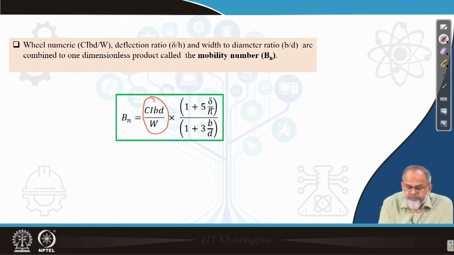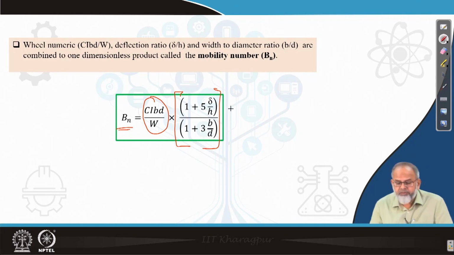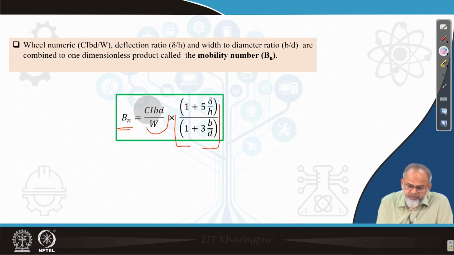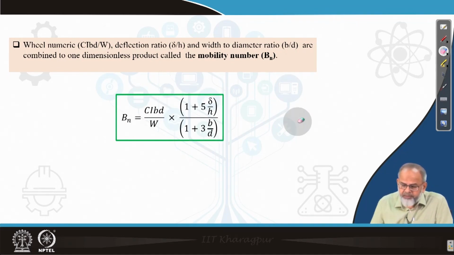Then he has added two things, del by H ratio and B by D ratio. So, 1 plus 5 del by H into 1 plus 3 B by D, that together is called the mobility number. Whereas Wismar and Ruth defined the wheel numeric, only taking CIBD upon W. These two components he has not considered, he has taken as a constant. So, this is the advantage we can say. We will see what advantage we are getting later on.